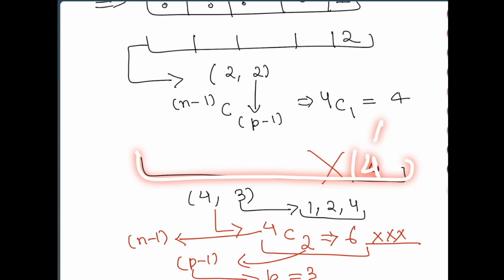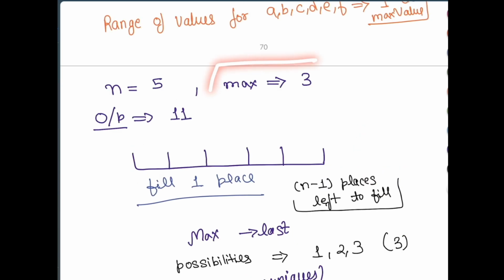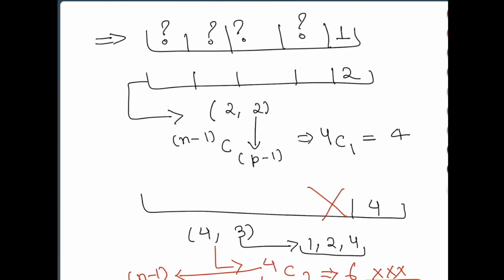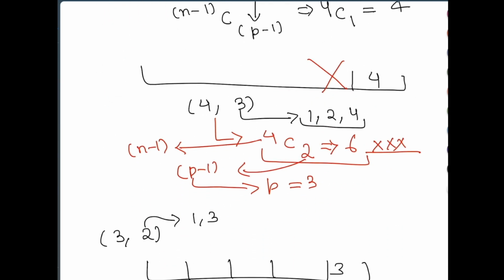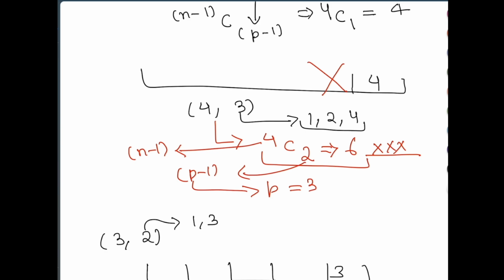But the moment we put the last element as 4, I don't need to process further, because the maximum value allowed in this problem is 3. So the moment we reach to this 4, I can say this is not valid. I don't need to process it. But in case if we process this, this will look something like this. The last is 4. The other values, we have 4 values to fill, and I can fill those values with 1, 2, and 4, right? So I should be making a function call with 4 comma 3.